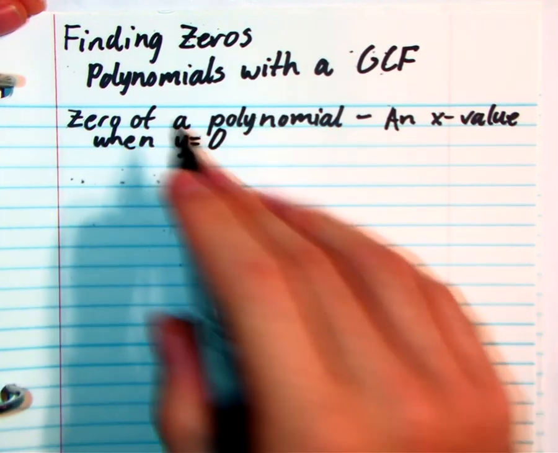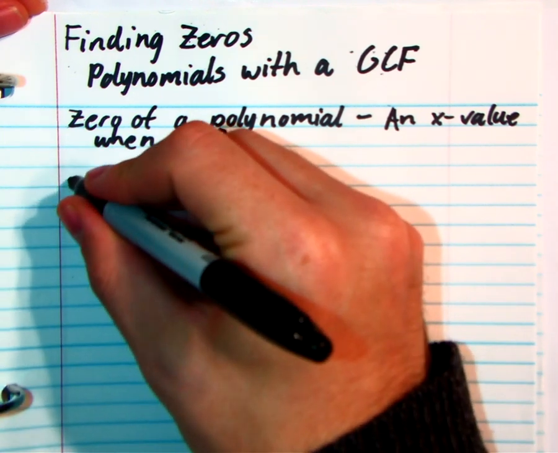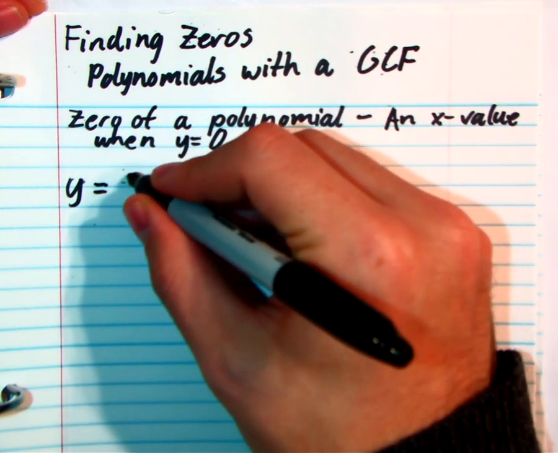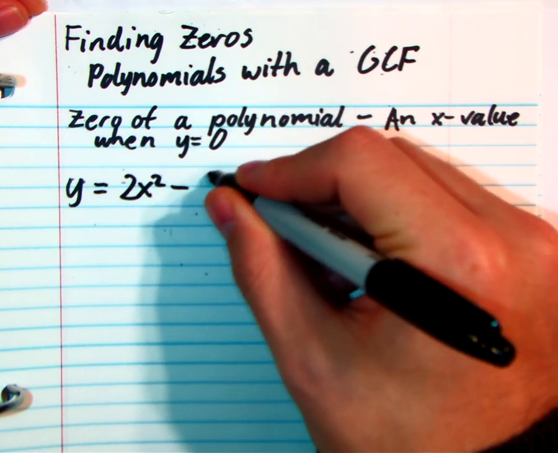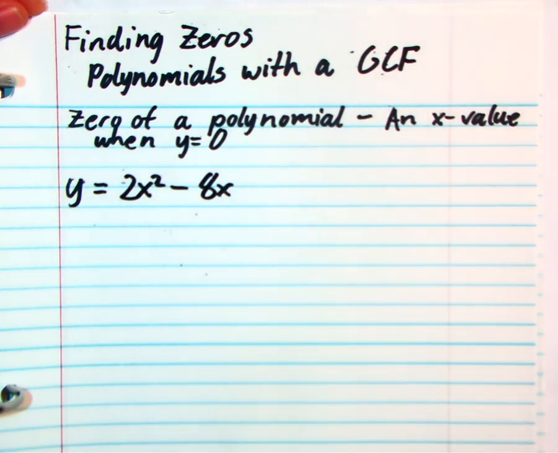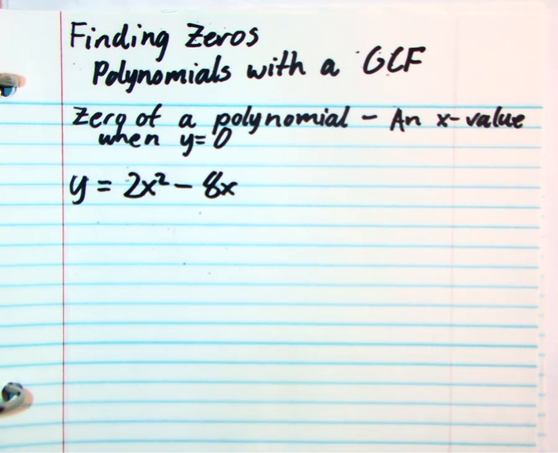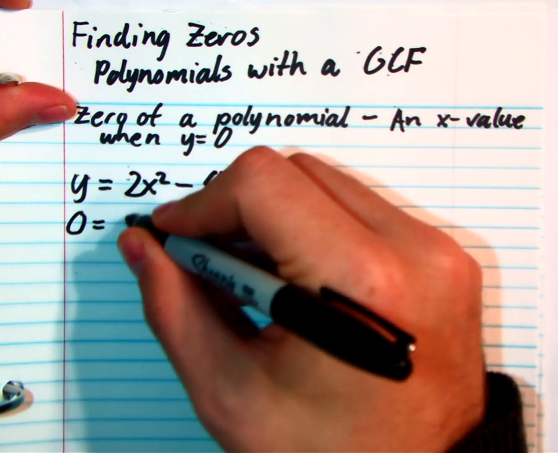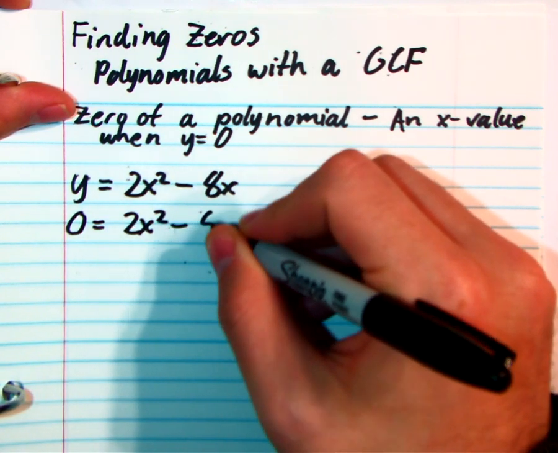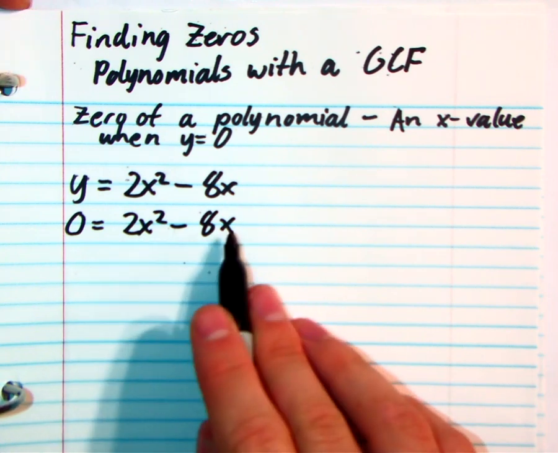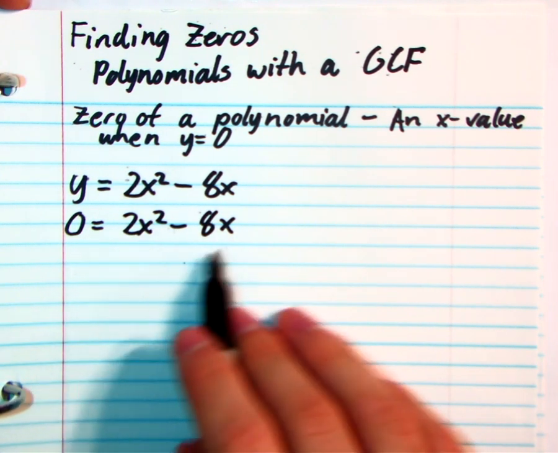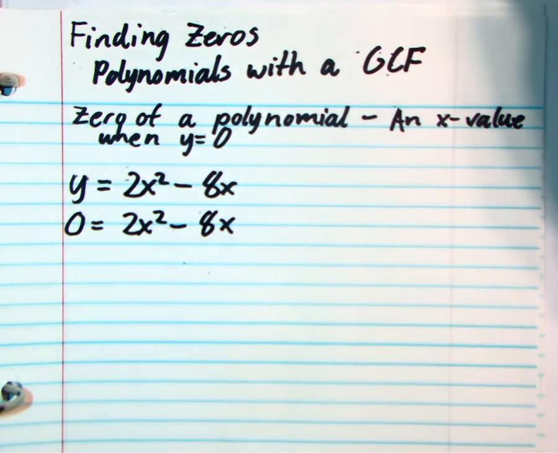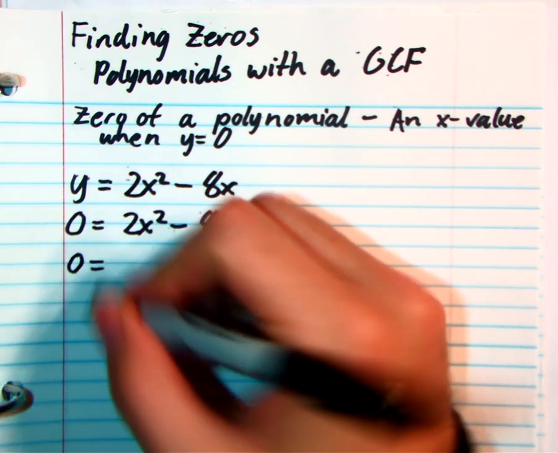So let's look at a polynomial with a GCF. Here's the first one we're going to look at. y is equal to 2x squared minus 8x. As with any other polynomial that we've tried to find the zeros of so far, we're going to do two things first. We're going to make y equal to 0. And in order to figure out what our x values can be, we're going to factor this equation so that we can solve each factor independently. So, how do I factor this equation?